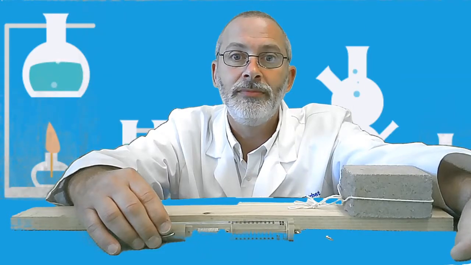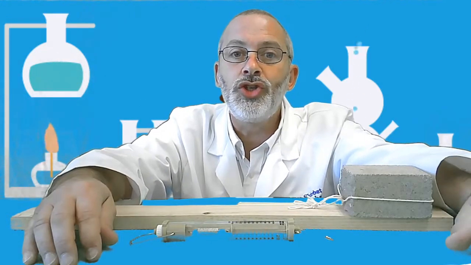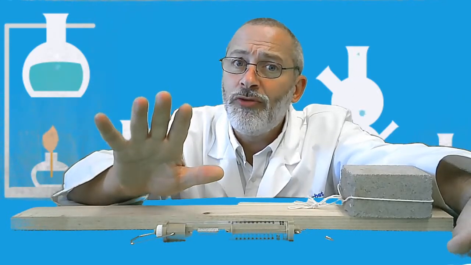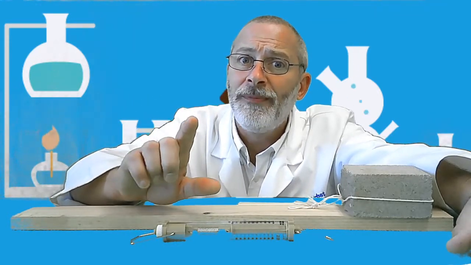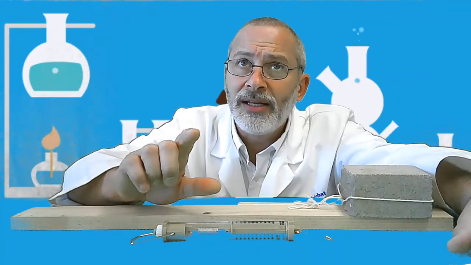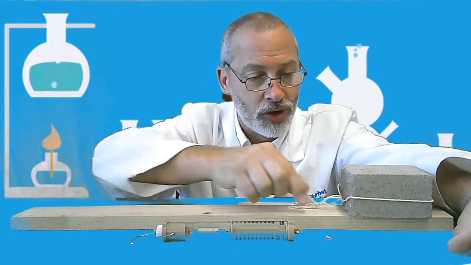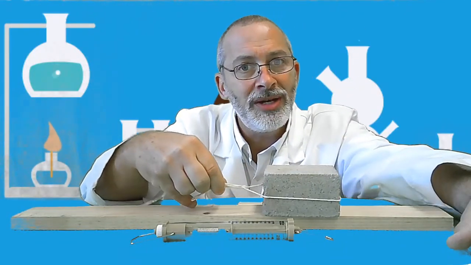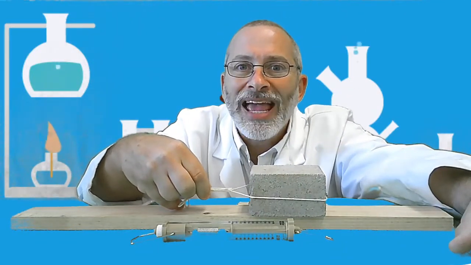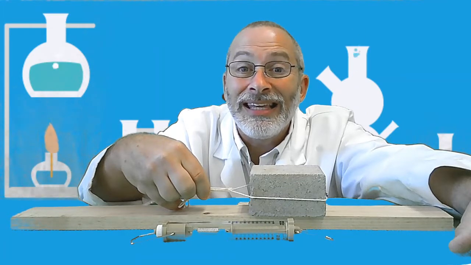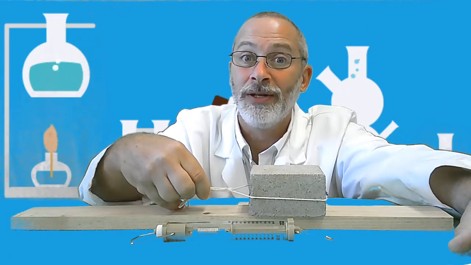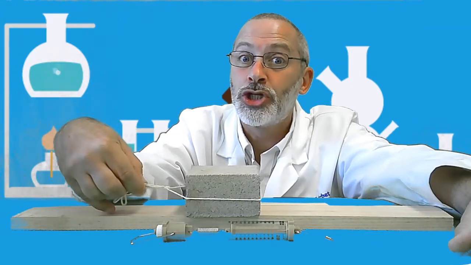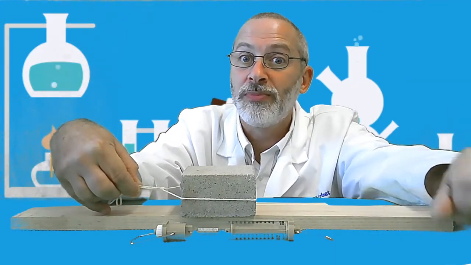Now, is there something we could do to decrease that force? And before we get to that, I want you to think about why it took 6 newtons of force to pull this string. I was moving the brick in one direction. Was there anything acting in the opposite direction that was causing me to pull with that much force? Pause me and discuss.